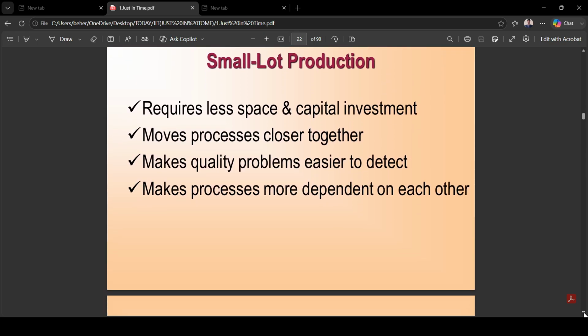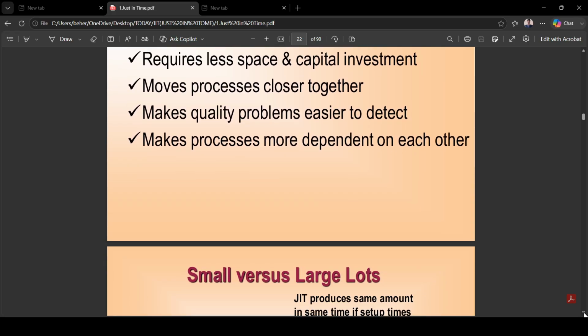Small lot production requires less space and capital investment. It moves processes closer together, which makes quality problems easier to detect. It makes processes more dependent on each other.